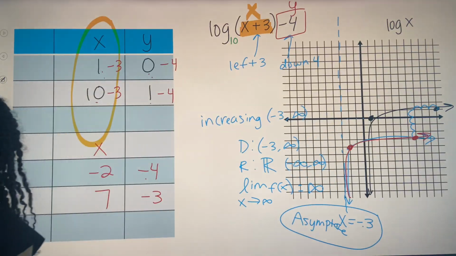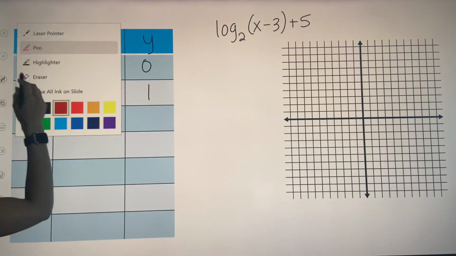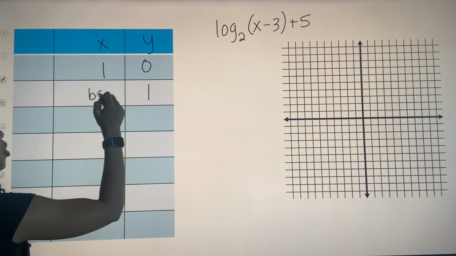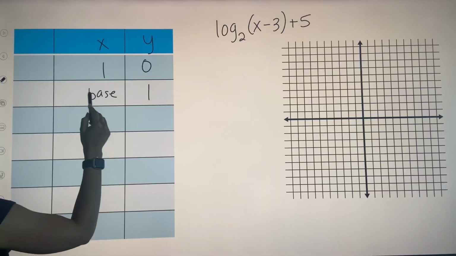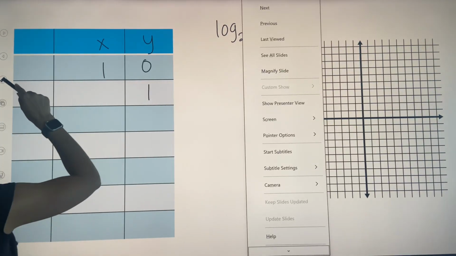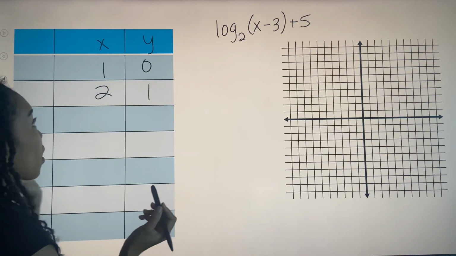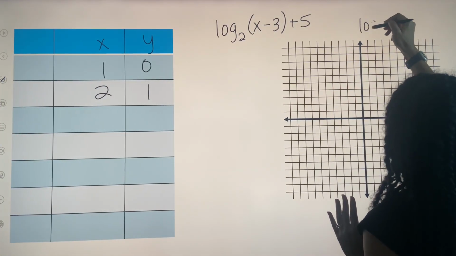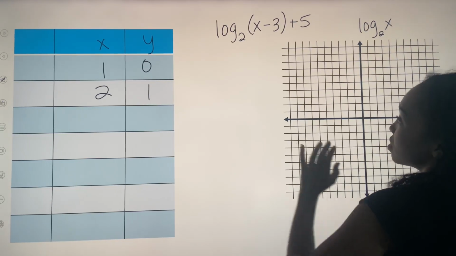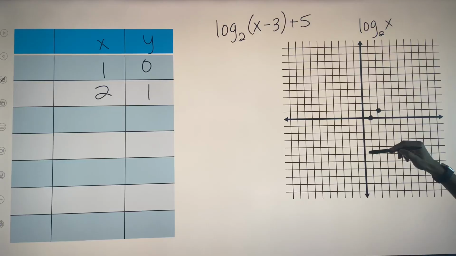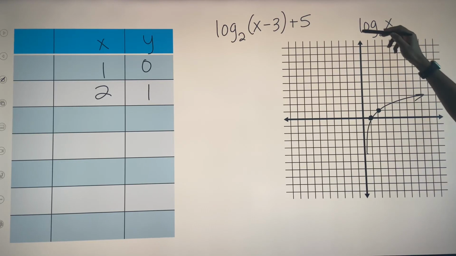Let's do another example. Okay, you always have these numbers, 1, 0, and then your base goes here. Your base in this problem is 2. So I'll put a 2 right here. And I'm going to plot the parent function. The parent function is just a log with base 2. This is the simple parent function. So I have 1, 0, and then 2, 1. And that is my parent function. And this is your asymptote.